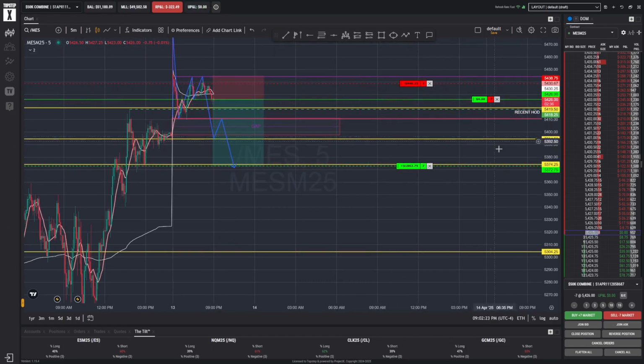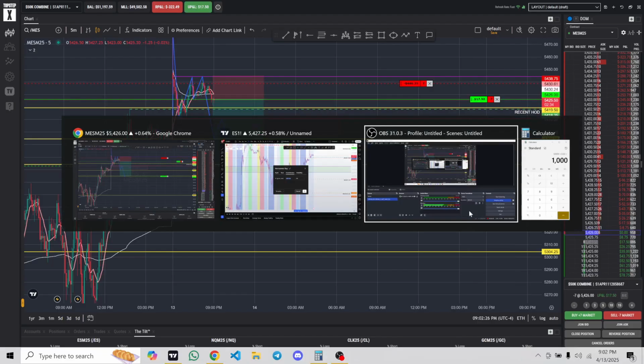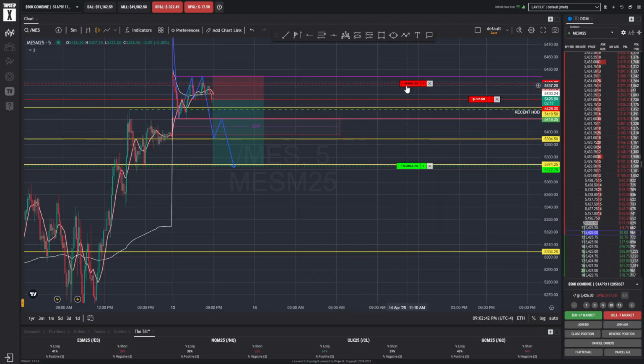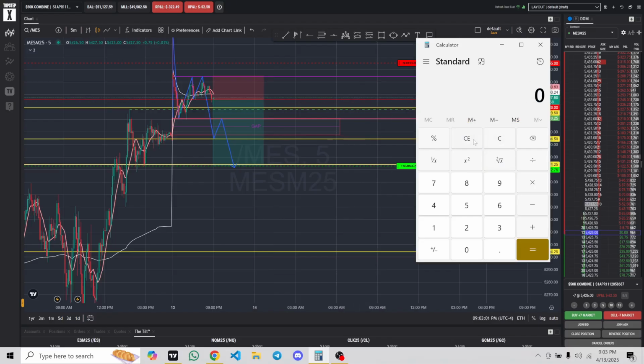Now my risk factor. On a 50K combine, if I'm not mistaken, let's do this, 50K times 2%, that's 1,000. People like to risk 2%, but I am not going to risk 1,000. It's good to risk 1,000 because you have all this space to decide whether or not a trade is valid. Me personally, I don't like to risk that much.